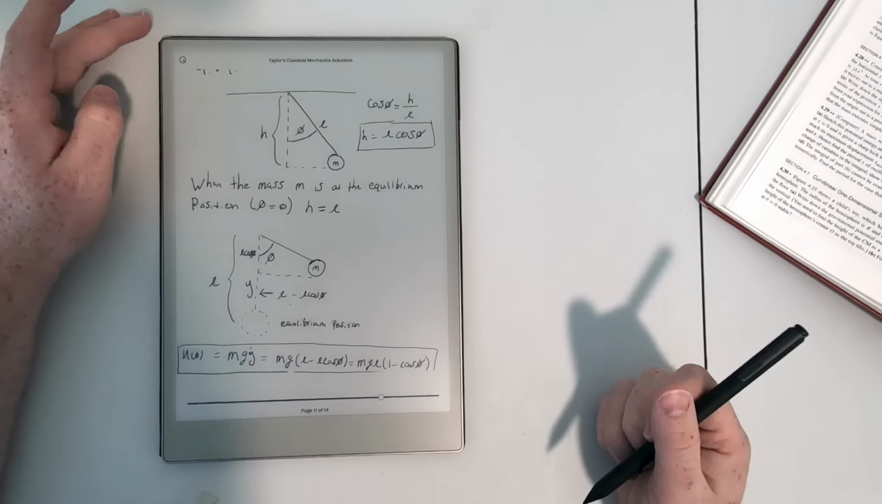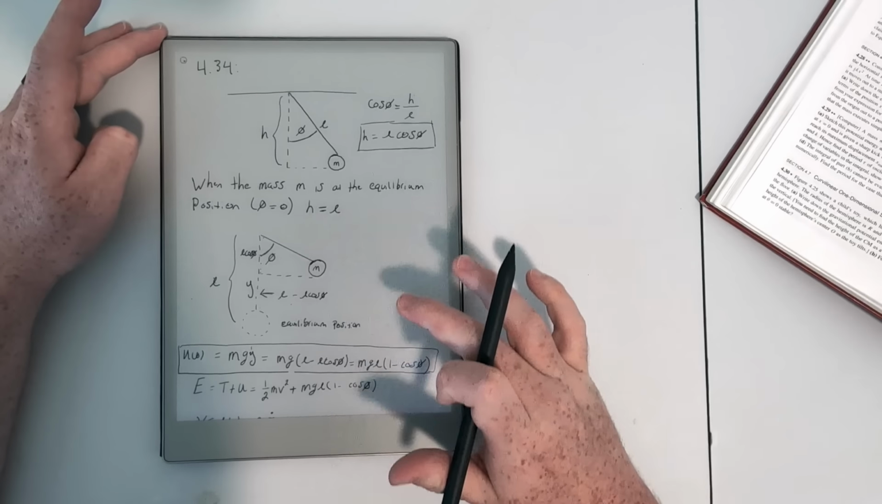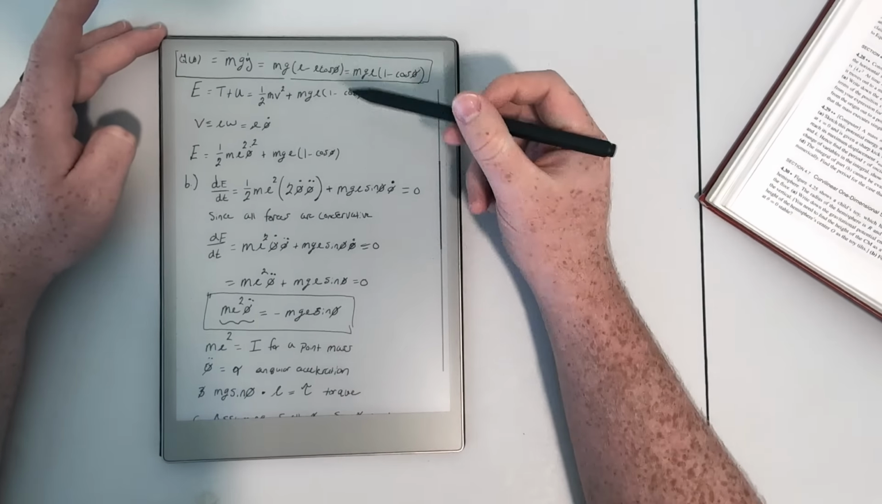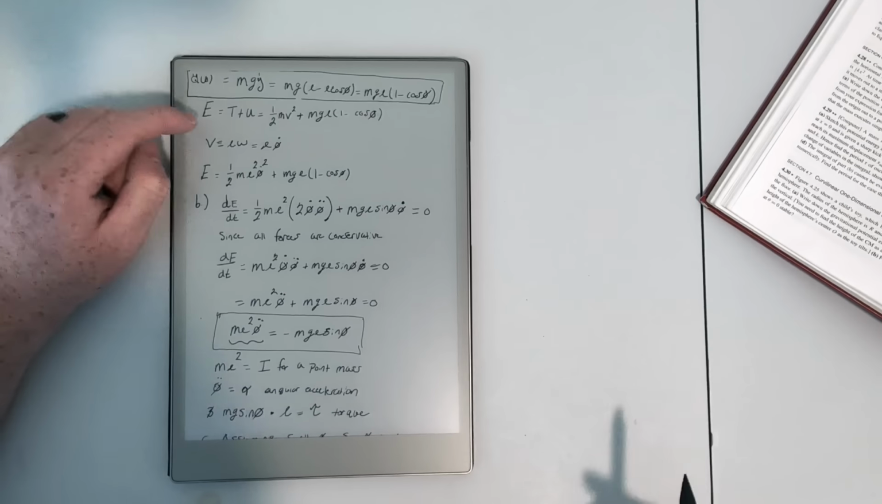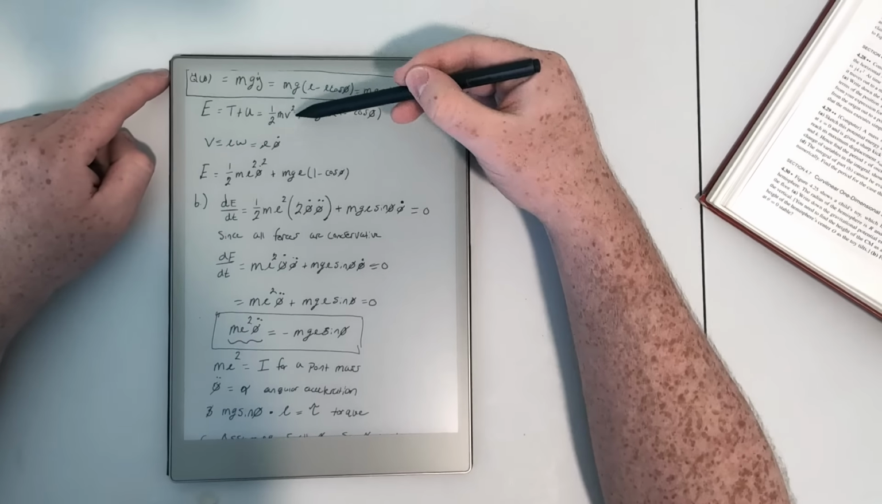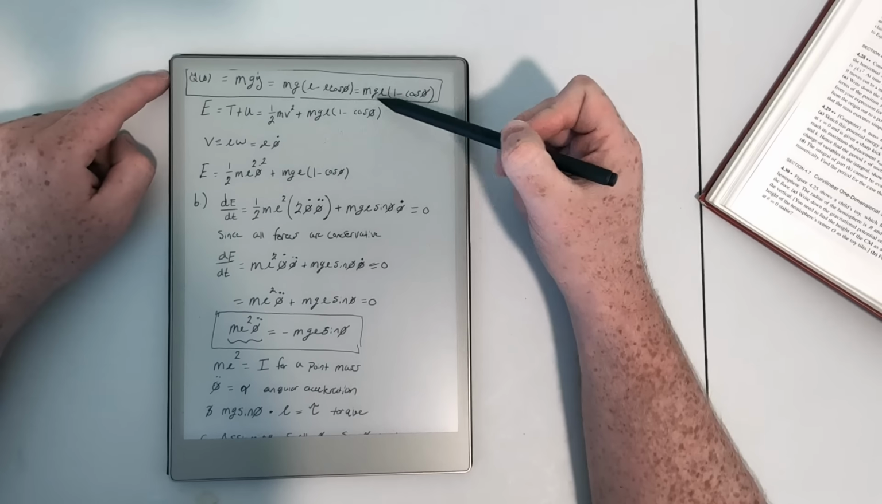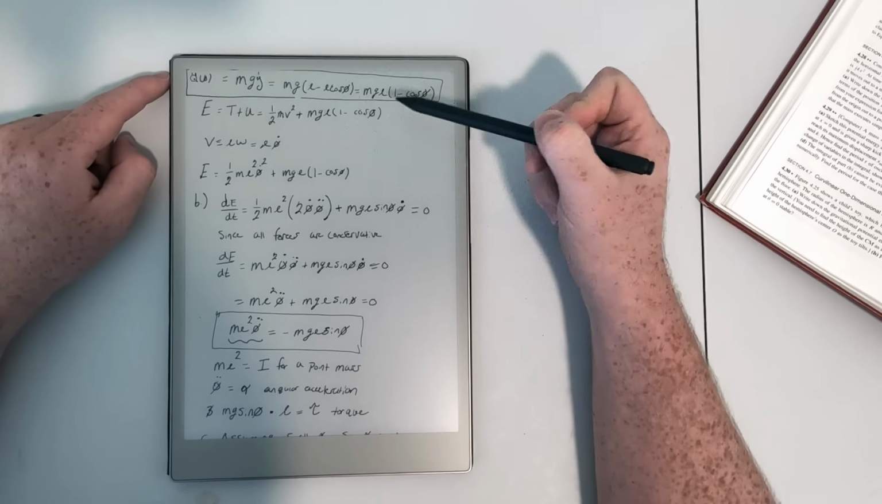Then what we can do is figure out what the total energy is of the system. So the kinetic energy, of course, is 1/2 mv squared, plus this potential energy, which is mgL times 1 minus cosine phi.